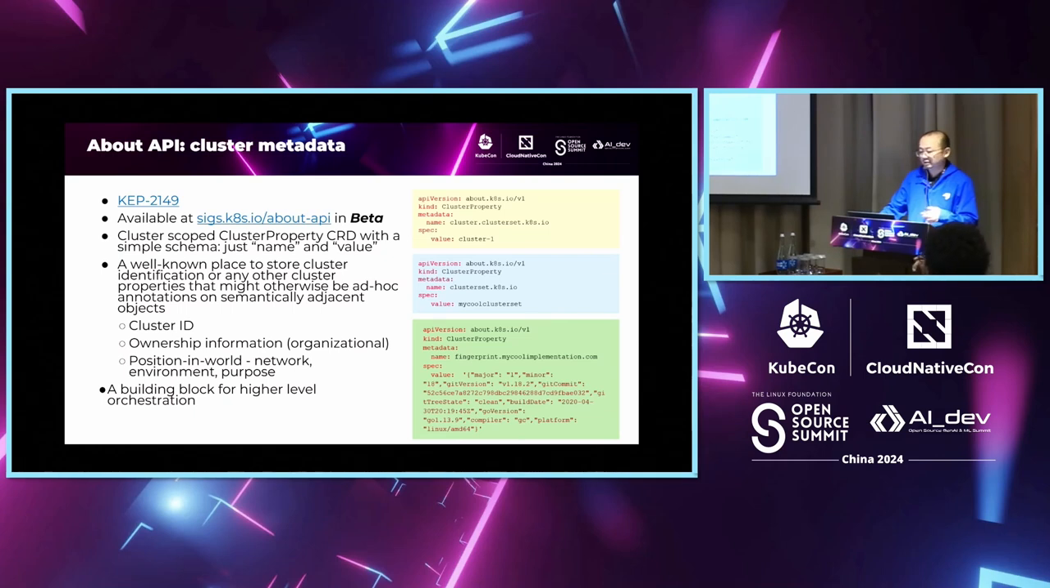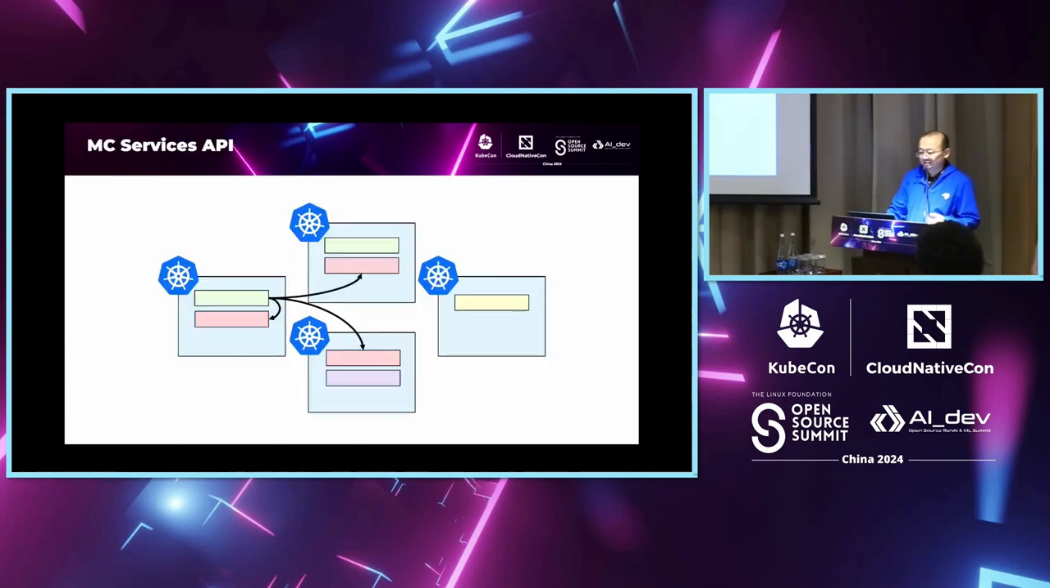Here is more detail about the API. The API name is ClusterProperty. You can define the key and the values, like the name could be cluster ID or cluster set, and it is extendable enough that you can also define other properties in the cluster that you want to expose. But again, this is just in the cluster you want to manage, not in a centralized control plane.